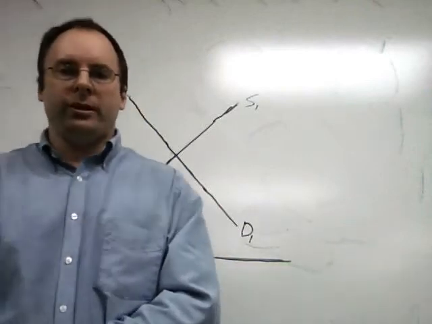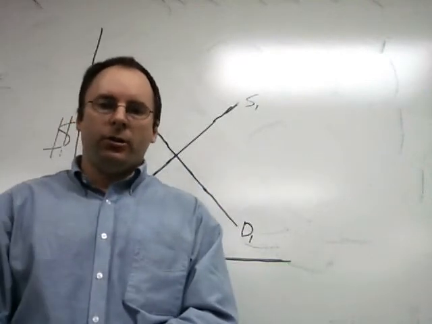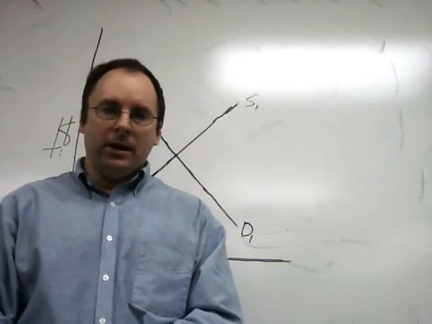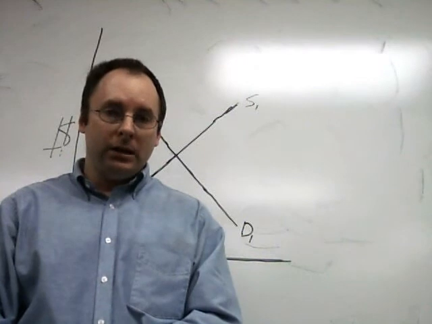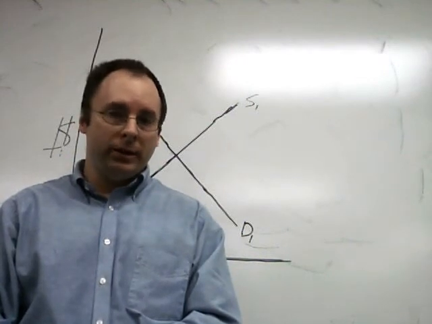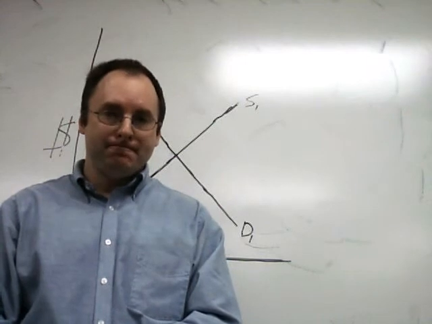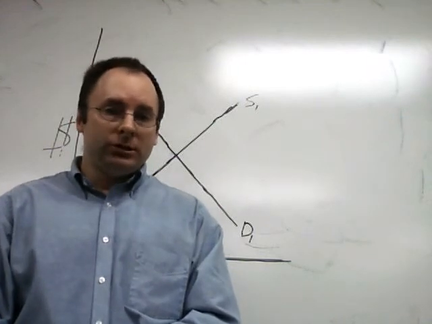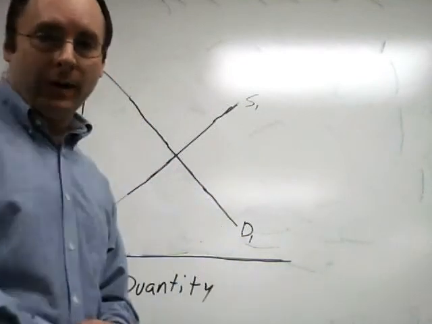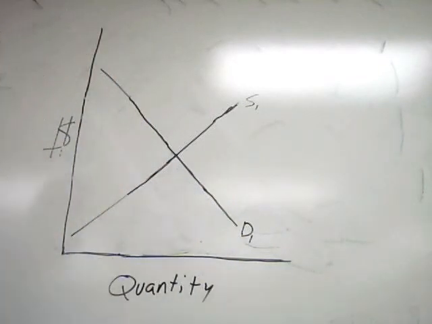Sometimes we're interested in answering a question about what happens to equilibrium price and quantity if we have an increase or a decrease in demand or an increase or decrease in supply. To answer those questions, all we have to do is draw a graph and analyze it on the graph. So let's take a look at how we do that.